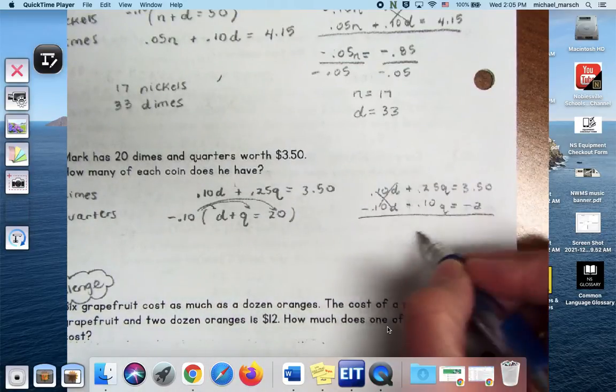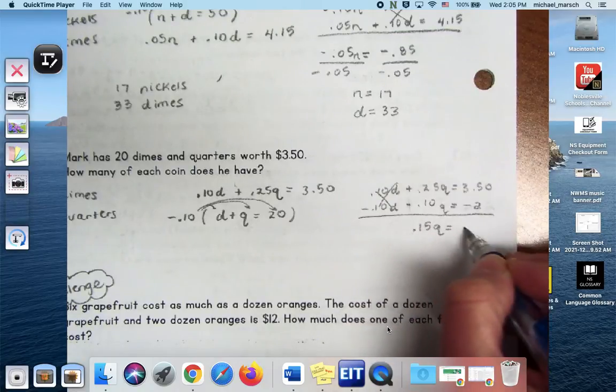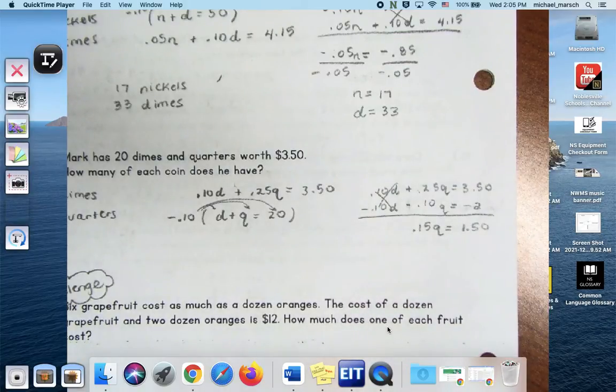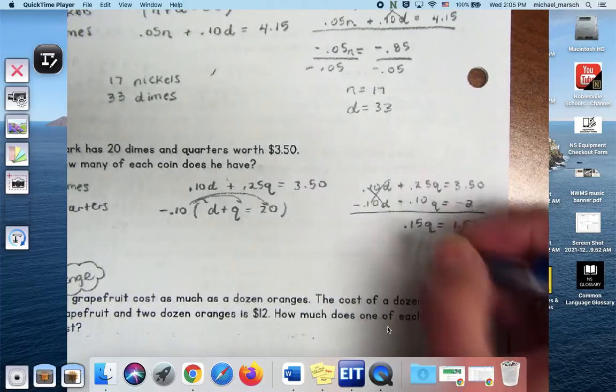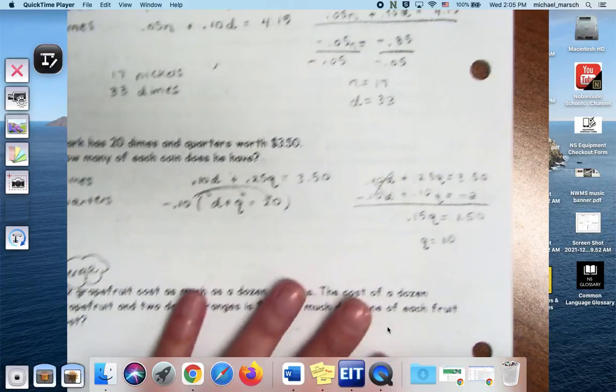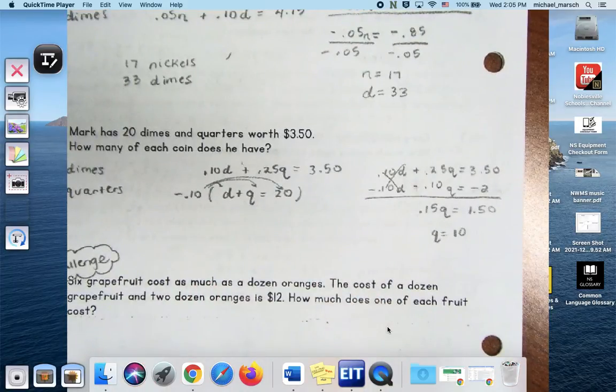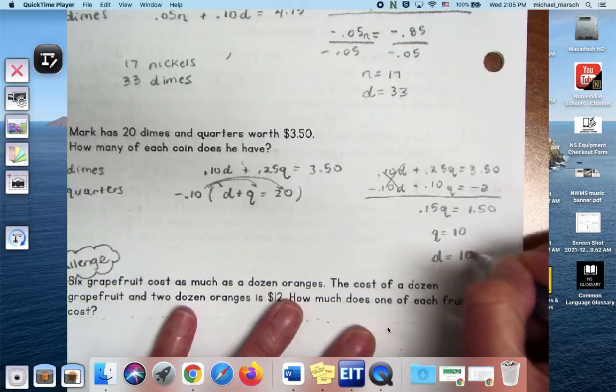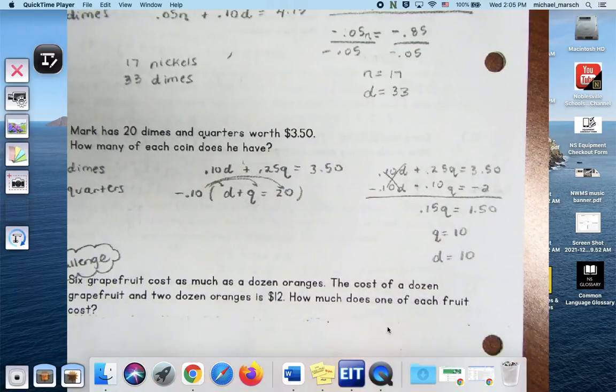So these are gone. 0.15Q equals $1.50. Q equals 10. So I have 10 quarters, which means how many dimes do I have? 10. How did you know that so quickly? 10 plus 10 is 20. And then if I do the math, $2.50 plus $1 is $3.50.